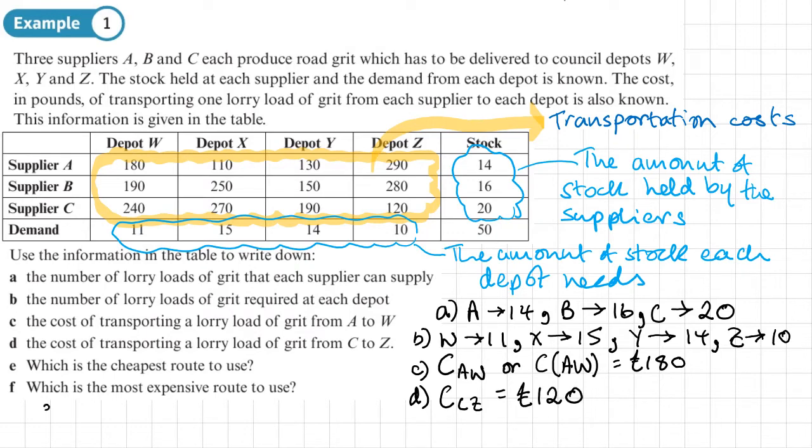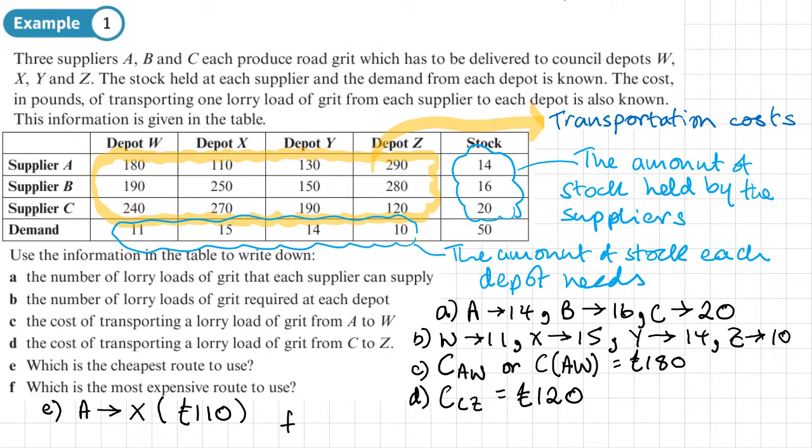Part E, which is the cheapest route to use, so we're looking for the lowest cost in this cost matrix here, and that looks like it's going to be 110 pounds. So that's when we're transferring something from supplier A to depot X. So that's going to be supplier A going to X, and they're only charging 110 pounds per lorry load. Now that may be because it's closer, it may be of a lower quality. We're not really concerned about that. As I said, as we work through this chapter, we want to minimize our cost.